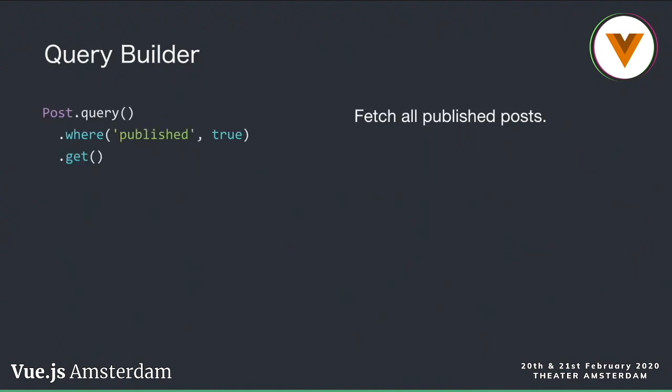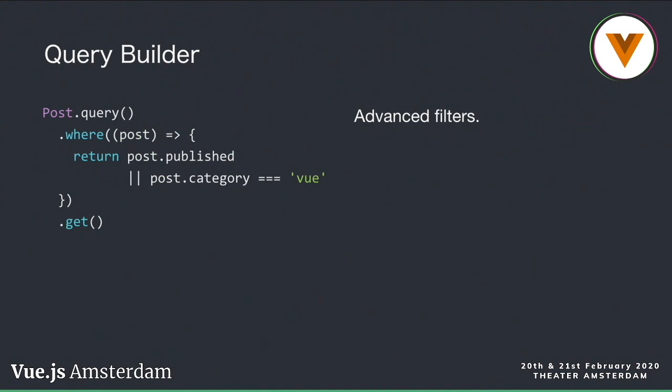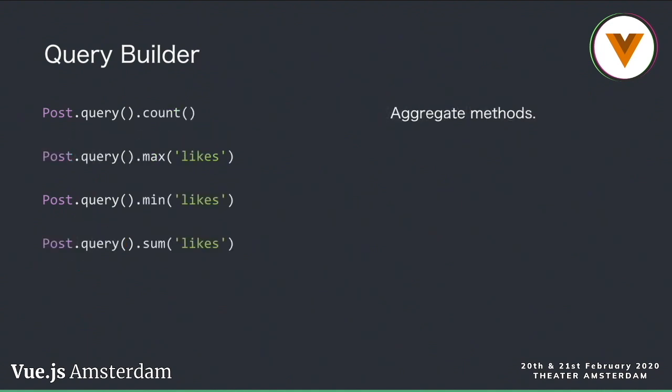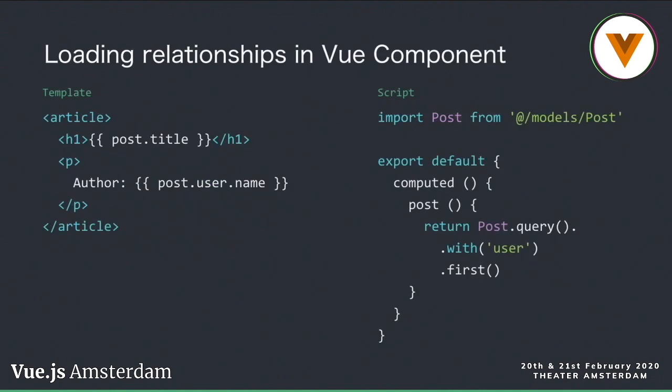And we have a powerful query builder as well. So if you want to do something like a where clause, you can do that. We have more advanced filters like or where. You can pass a closure to the where and do some crazy stuff. Also, we have ordering, limiting, so you can sort the result. You can offset the limit, so you can do the paging on the front end. We have aggregate methods too, so you can count posts or find the post that has the max likes and such.